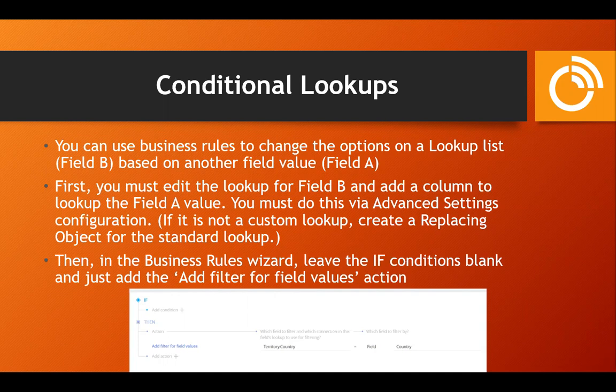And then after we have that done, we'll go into the lookup editor and we'll set up those values. And then finally, we'll go to the business rules editor and set up the business rule. And what we'll do on this one is there's no conditions on this, so we're going to leave the if section blank, and we'll just have a then section where we add a filter for field values.